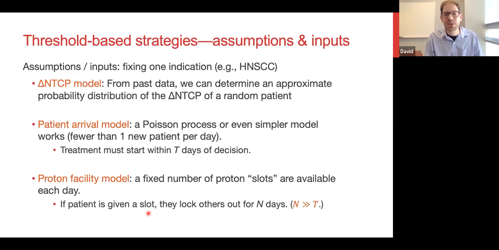And this is what makes this question interesting and also important, right? Because these treatments can be as long as 30, 40 fractions. So you can give a treatment slot to a patient who has a reasonably high delta NTCP, but then over the next month and a half, other patients may come with even larger delta NTCP, and they are locked out of the system because we gave the proton slot to a less benefiting patient.